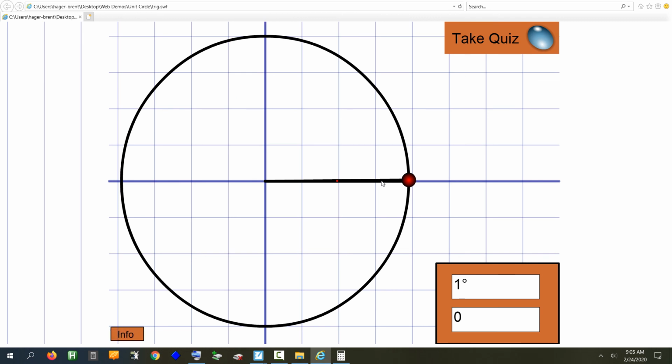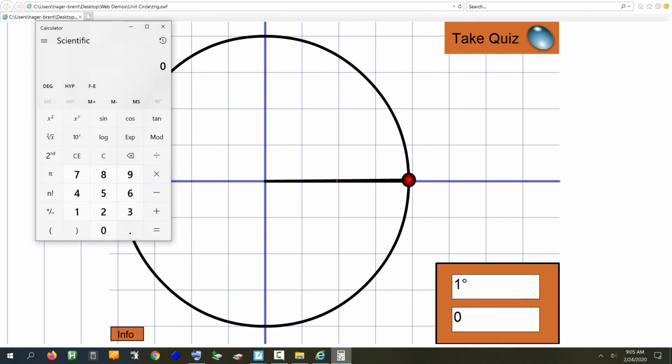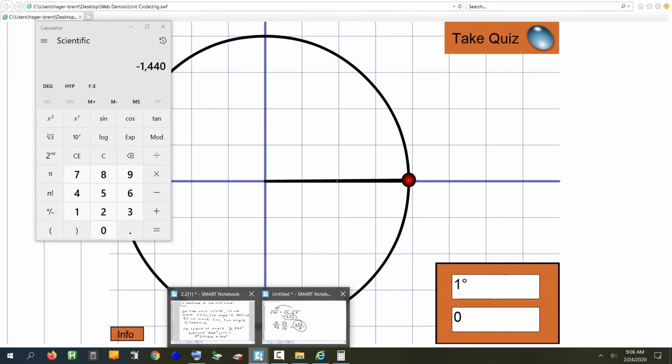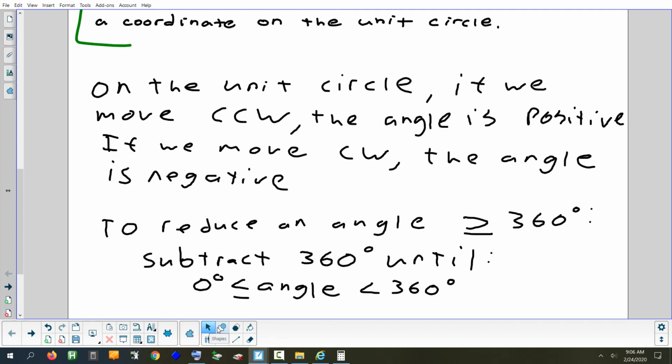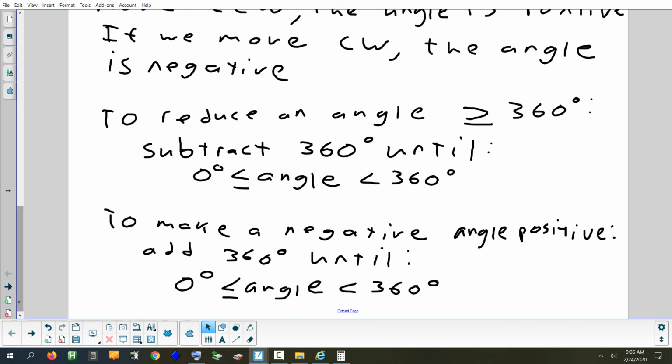Now, if you subtract 360 too many times, so you started with 1080, I subtracted it a few times, but if you do it too many times, now you're going to get into negative. You don't want to go that far. You only want to subtract 360 as many times as you need to, so that your angle is between 0 and 360. And same idea if it's negative. You can add 360.